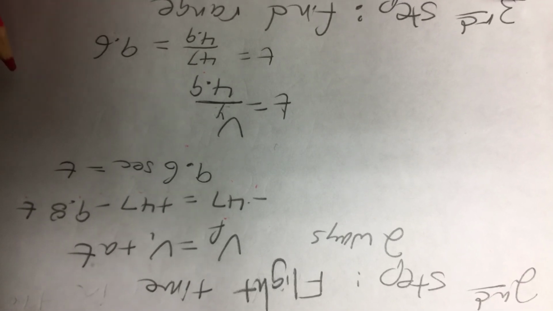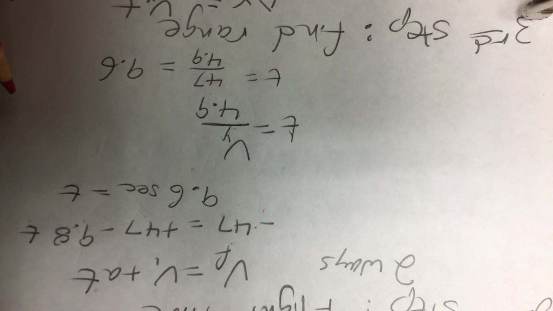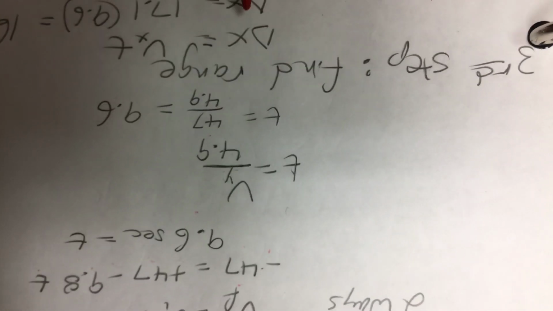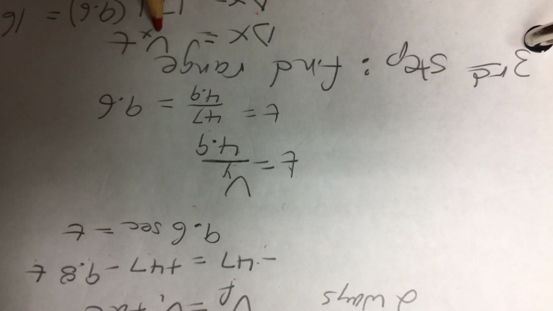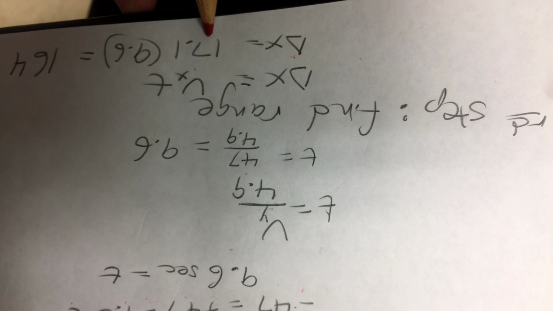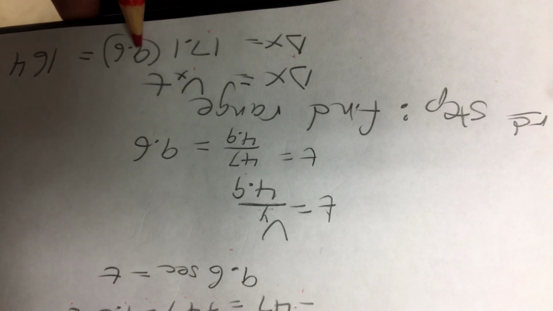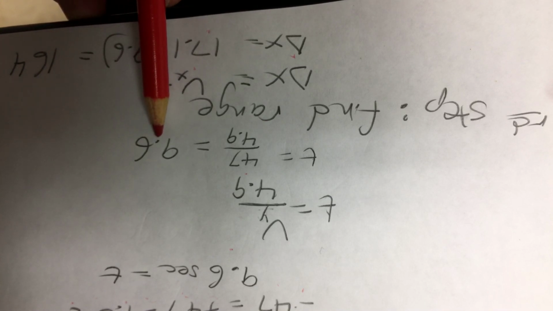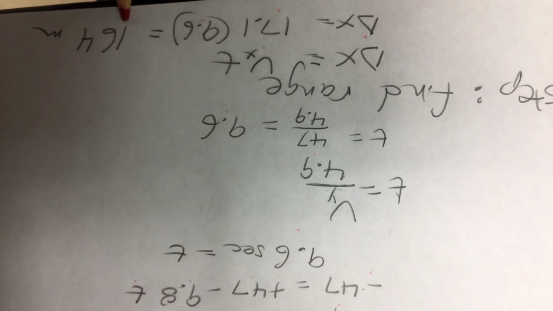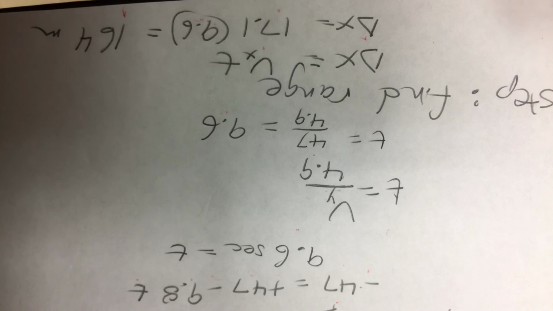The third step, find the range using the same equation as we always have been. Delta x equals vx times t. The vx is what we found out on the very first step, 17.1. The time we just figured out at 9.6. Multiply those together, and you get 164 meters. That's it.